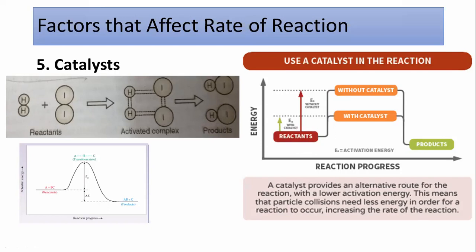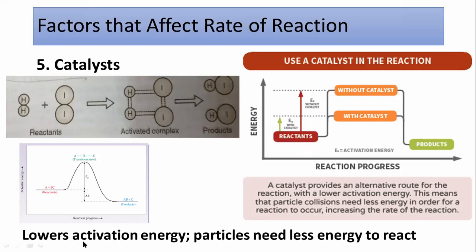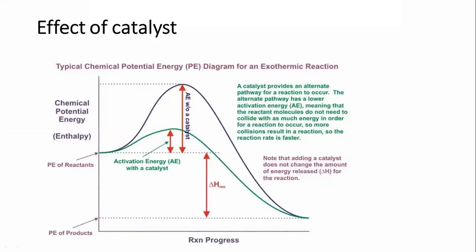So this is the effect of the catalyst on the rate of the reaction, and this is what I have already explained. It is going to lower the activation energy. Particles need less energy to react. That's why the rate of reaction would be faster. But here there is another point for you to understand at your level. This is the same graph, so don't be confused with what we have discussed before.